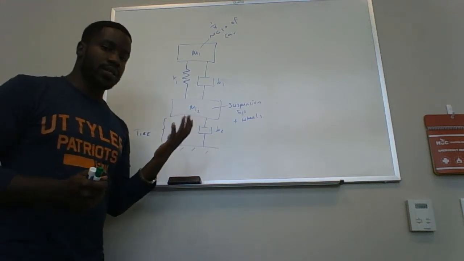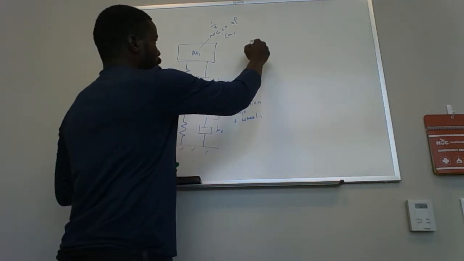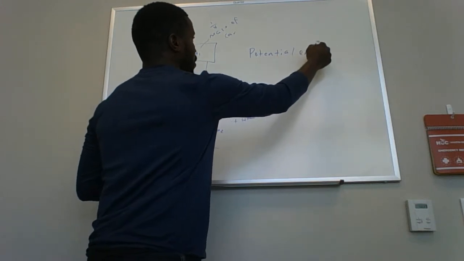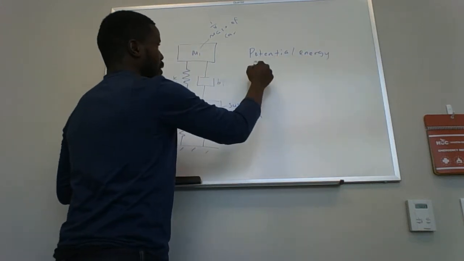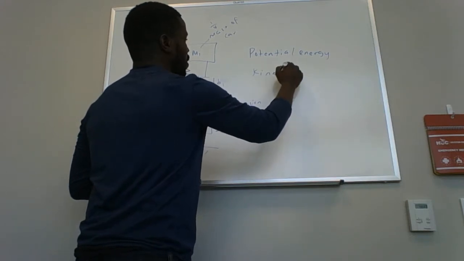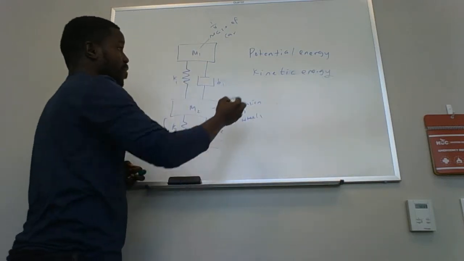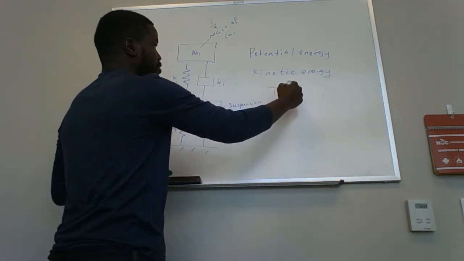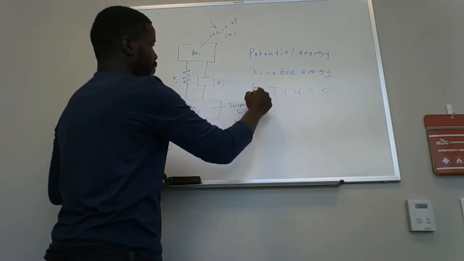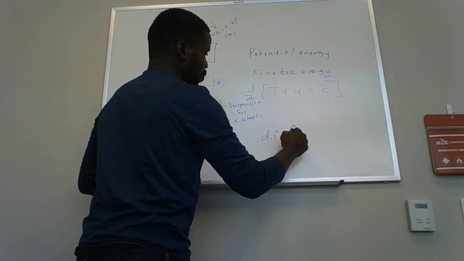And when you model a system like this, you have to consider 3 things. One, you have to look at the potential energy. You have to look at the kinetic energy. And the combination of these two will result in some constant. When you take the time derivative of this entire thing, you will end up with a differential equation.